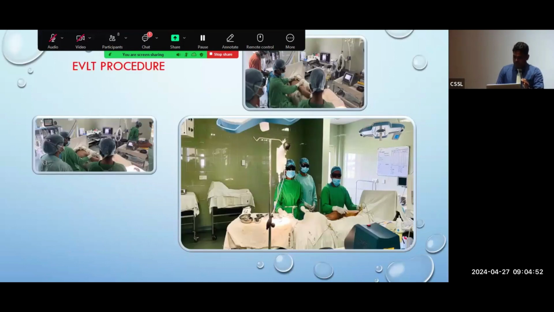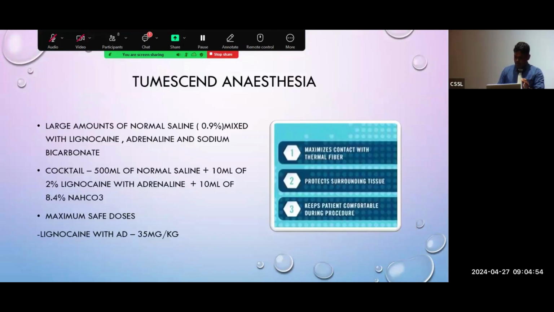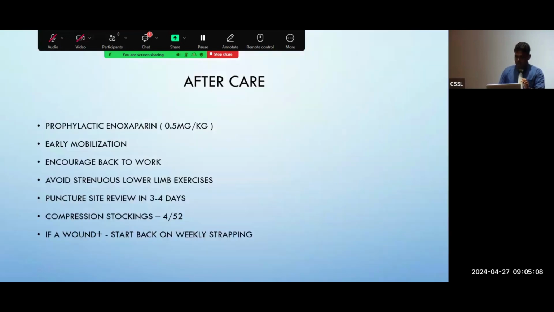And this is the procedure. I talked about tumescent anesthesia. It comprises three things mainly: cool normal saline with lignocaine, which is the anesthetic, adrenaline, and sodium bicarbonate. Right. Aftercare is very important. So you have to mobilize the patient early, right?